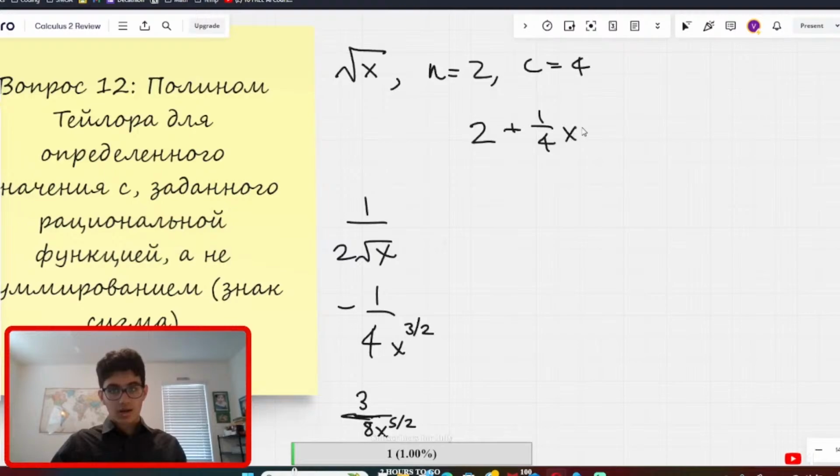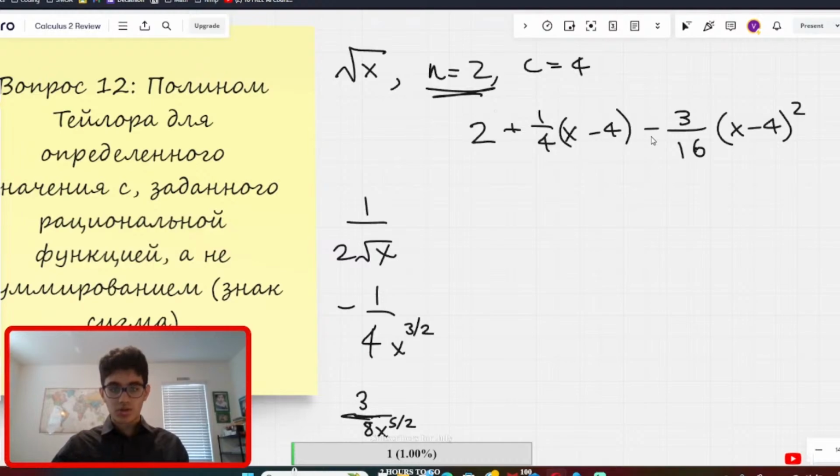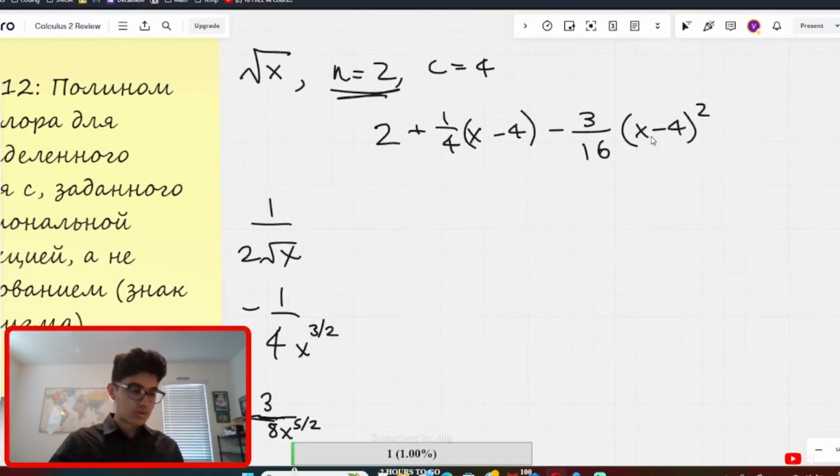I think. Now, this one is negative 1/4, but remember, it's not x, it's x minus 4. I keep on forgetting that. Now here, the next one will be not 3/8, it's negative 3/16, x minus 4 squared. And that's all we need because n is 2. This is enough. We're fine here.